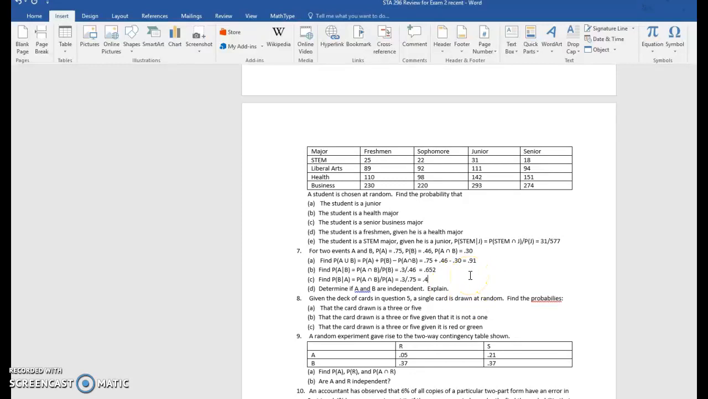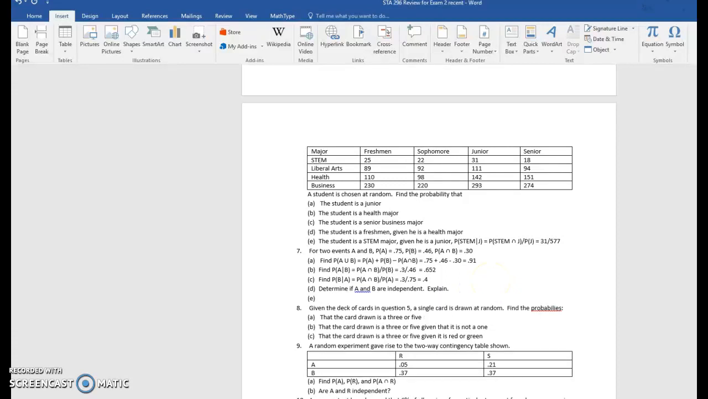All right, now in D, we want to determine if A and B are independent and explain. Well, our explanation is really using the formula for independence. If A and B are independent, then the probability of A given B will be equal to the probability of A. Or we could have that the probability of B given A will be equal to the probability of B. We can use either one of them. All right, so that's our question for independence.